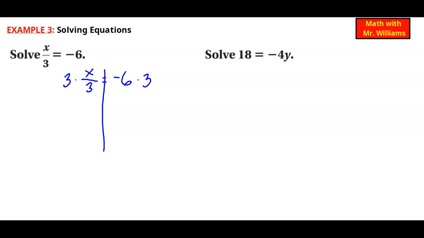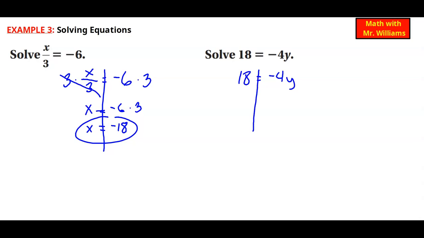When I multiply and divide by the same number, it cancels, leaving me the variable x equals negative 6 times 3, and negative 6 times 3 will give me a negative 18 for my answer. On the second one, we have 18 equals negative 4y. Let's write down our equation and draw my line of equality. I see that I'm multiplying by negative 4, so I'm going to divide by negative 4 on both sides.